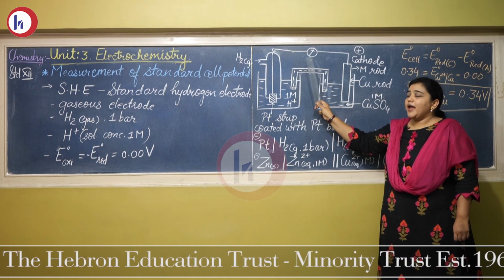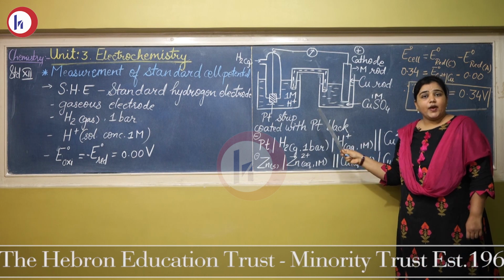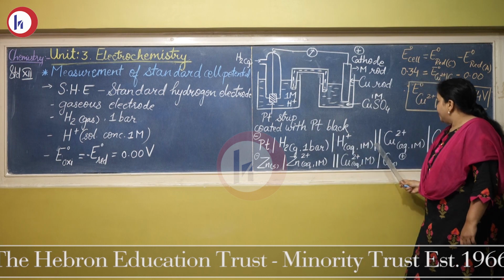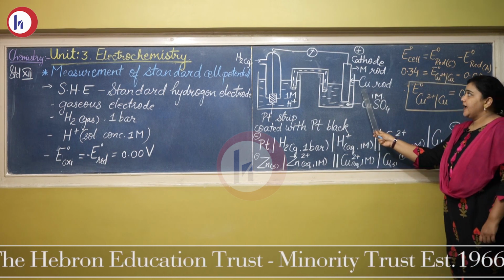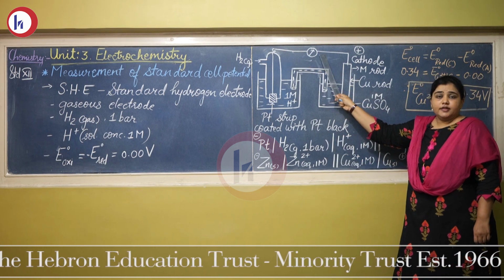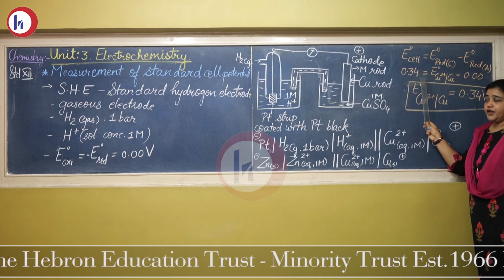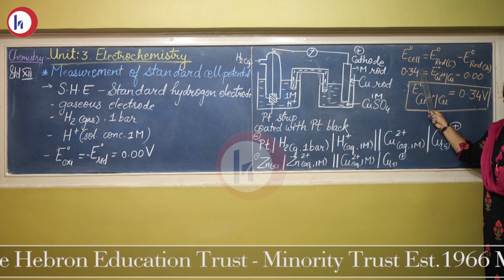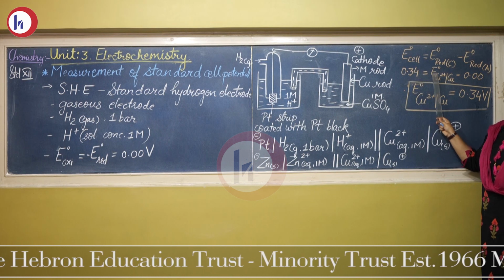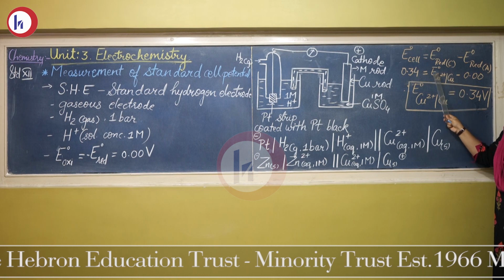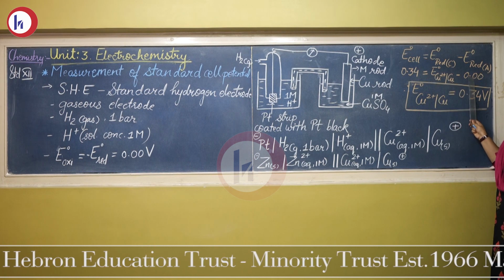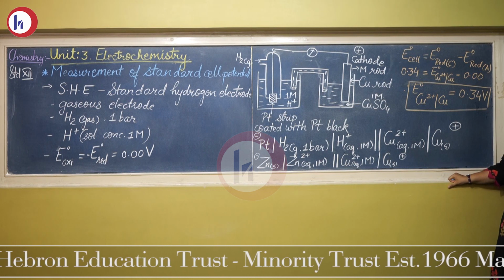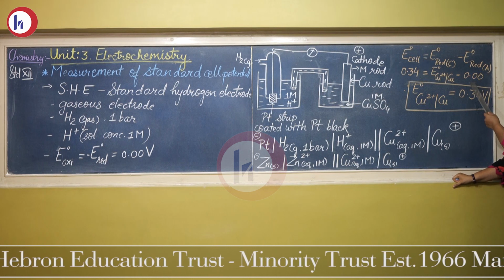It was observed when this cell functions, when the standard hydrogen electrode is anode and the copper half cell acts as cathode, the cell potential is equal to 0.34 volts. So this value if we substitute in the given equation, 0.34 volts is equal to standard reduction potential of the copper half cell minus standard reduction potential of SHE electrode. But as I told you, the standard reduction potential of SHE electrode is 0 volts.